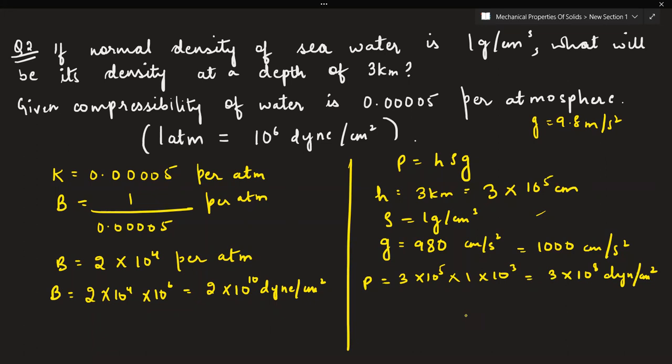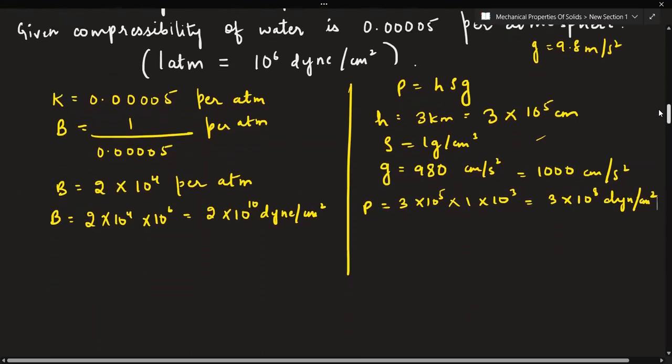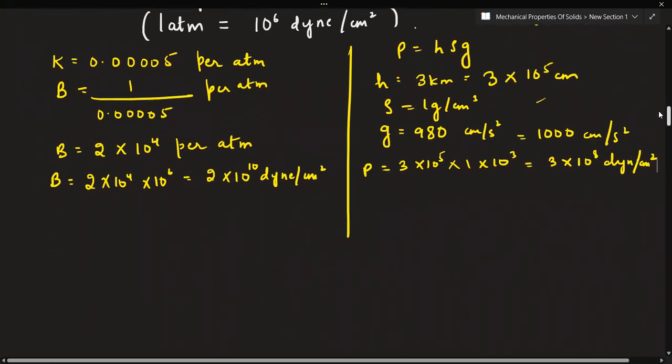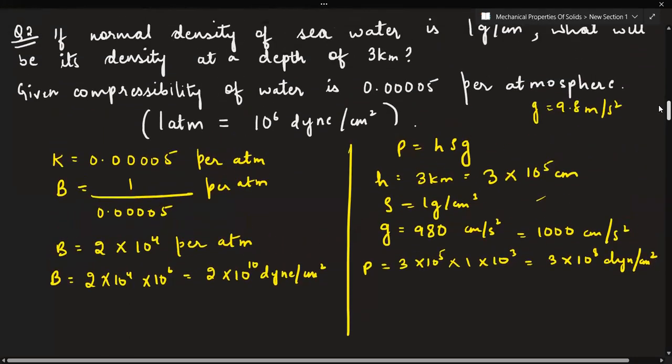Yes, ma'am, but I want to see a few more example questions. Sorry, what did you say? To get a better understanding, I want to see more example questions. Example question? Yes. Which one more example? Okay, just for understanding. Okay. Apart from this, let's solve this first. We have still not reached our answer. We have just calculated pressure.